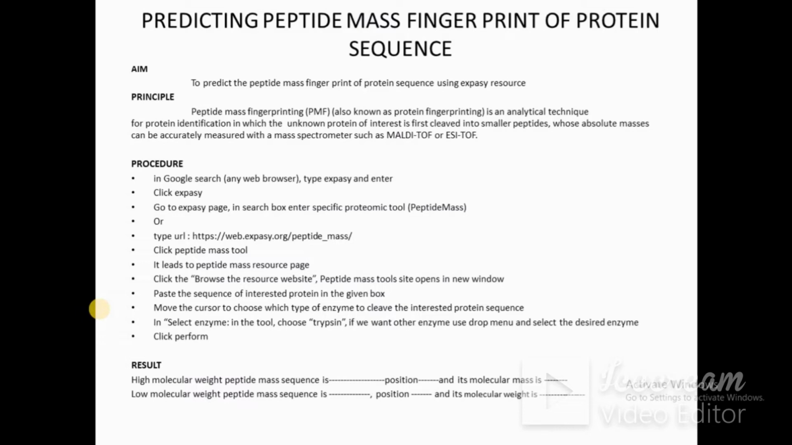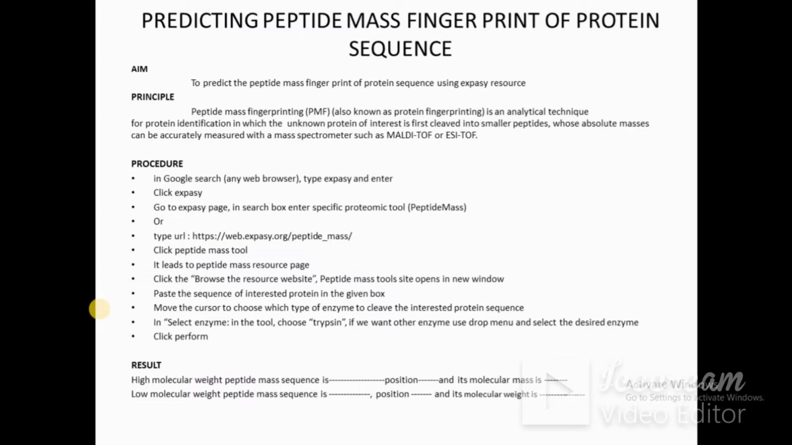Then the next one is Proteus, the combined transmembrane topology and signal peptide predictor. Here also we have to paste the sequence, and then we can find out the transmembrane regions.